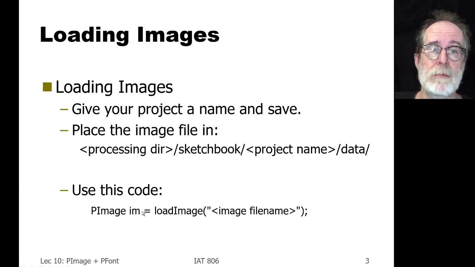To actually read an image out of the file system and have it available within your processing code, what you need to do is declare a PImage variable, in this case IM, you can call it whatever you like, and then set it equals loadImage, and then the image file name. You just need the file name of the image, not the full path, if you've put it in the right place. You can, of course, I think also put the full path if you really feel like it, but it's just easier to stick all the files that go together in the same folder.